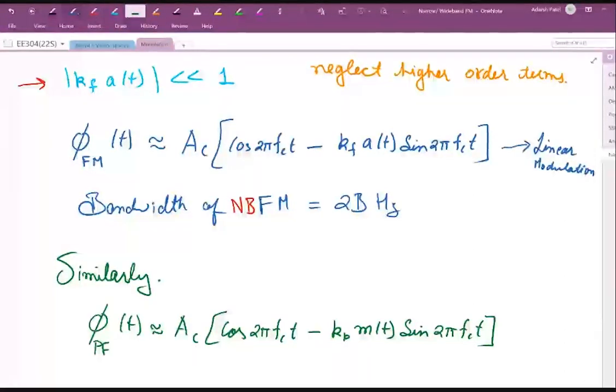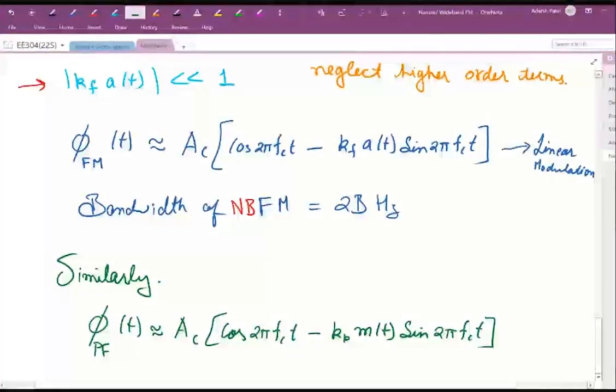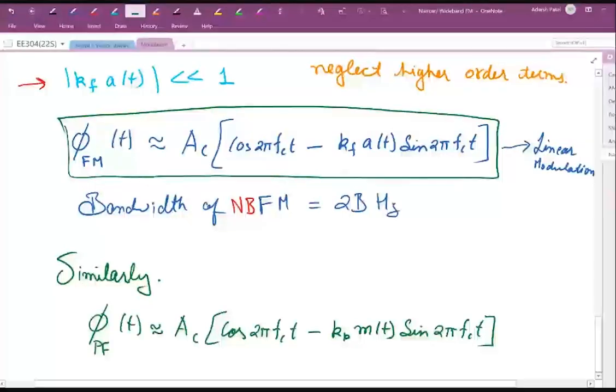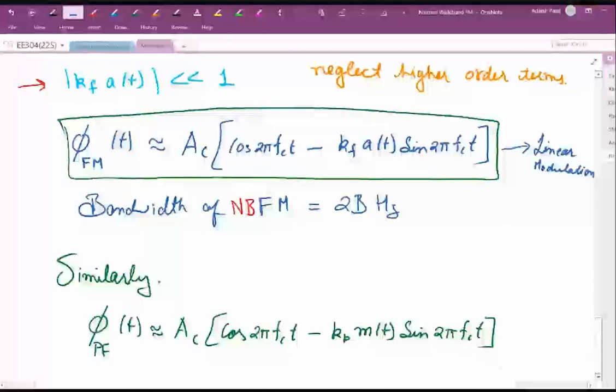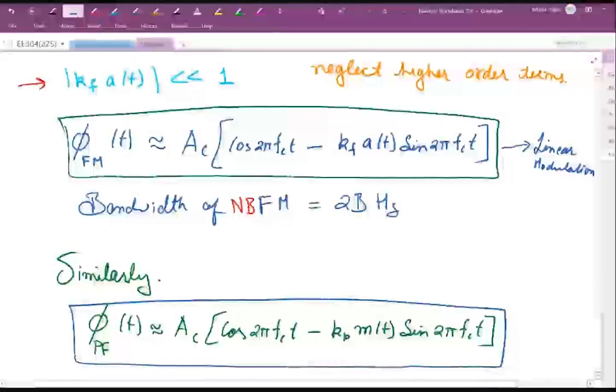Now, are these points clear to everyone? Anyone who has not understood this narrowband FM and the narrowband phase modulated signal? So has everyone understood this? Anyone who has any doubt on these parts or any questions?